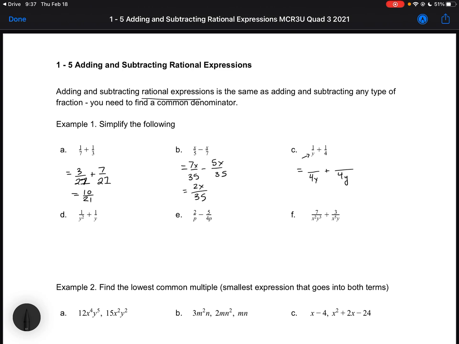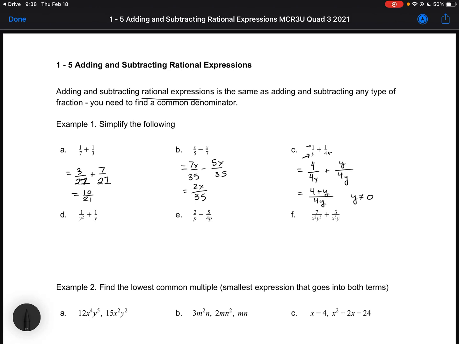And in order to make an equivalent fraction, I'm going to multiply the top by whatever I multiplied the bottom by. So the first fraction, I multiplied the bottom by 4. So that means that I need to multiply the top by 4 as well. In the second fraction, I multiplied the bottom by y. So I need to multiply the top by y as well. So now I can add the top because I have a common denominator, and then state my restrictions that y can't equal 0.